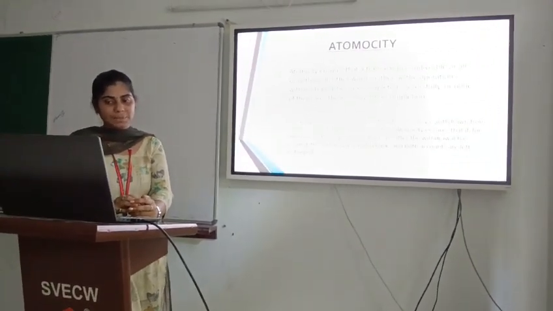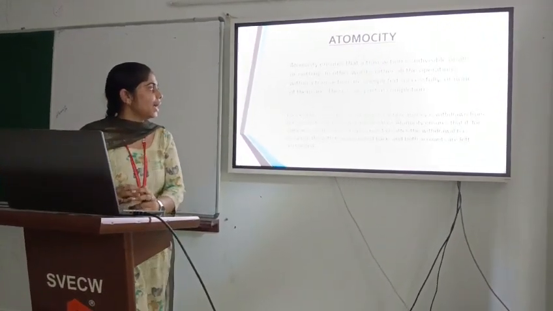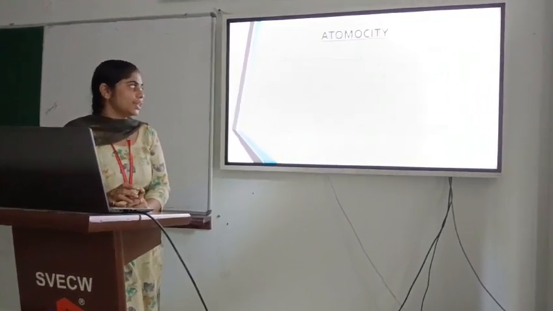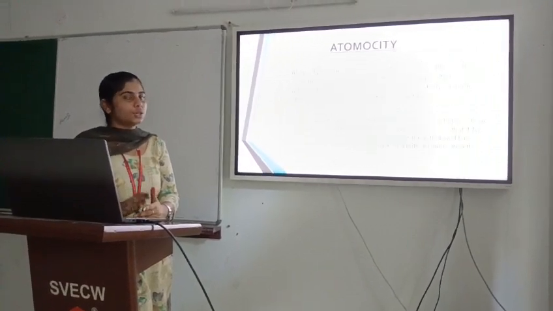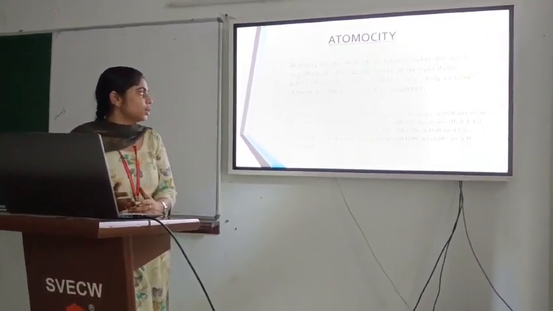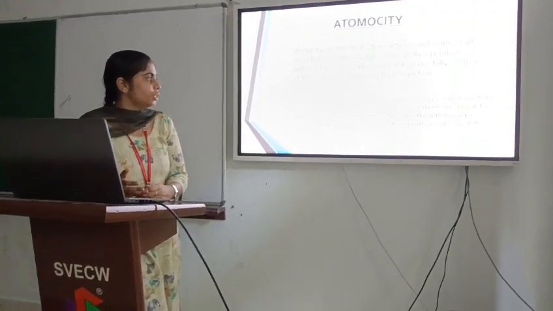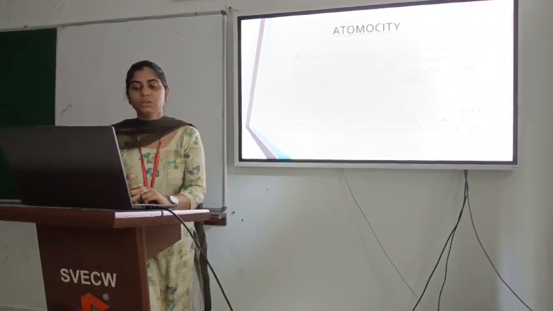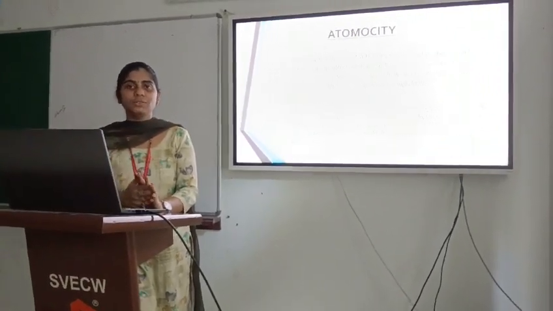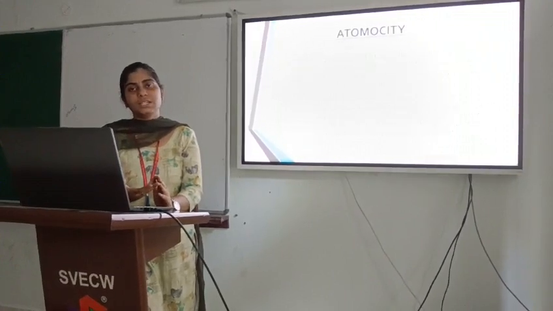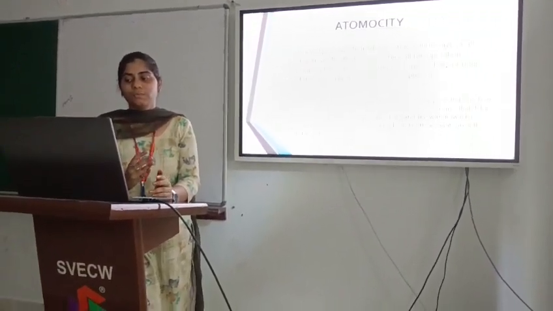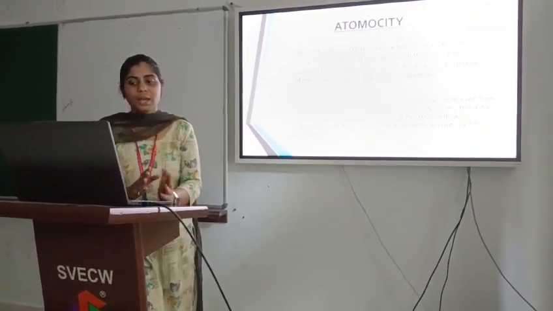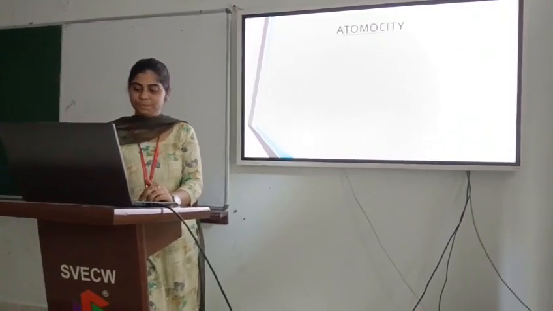Let's see an example. Consider a bank transfer where money is withdrawn from one account and deposited into another account. Atomicity ensures that if for some reason the deposit operation fails after the withdrawal has occurred, the withdrawal is rolled back and both accounts are left unchanged. So if any operation in the middle of the transaction fails, there is no change in either of the accounts. This is called atomicity.